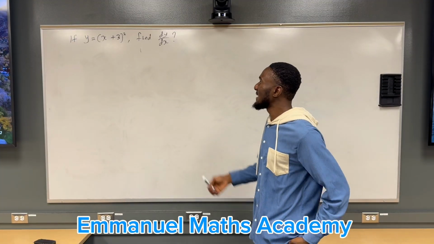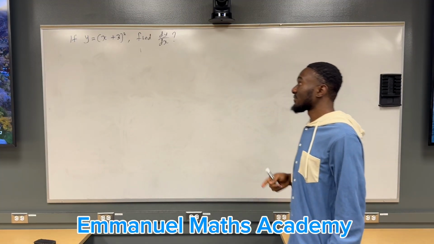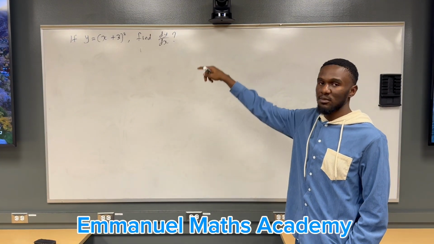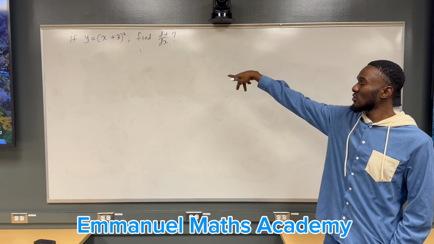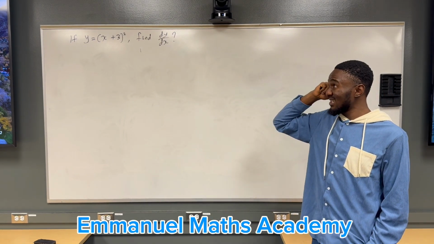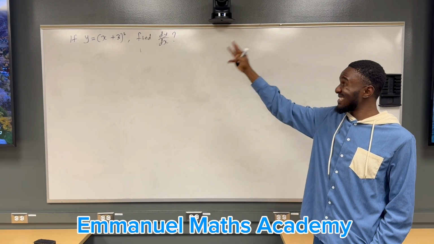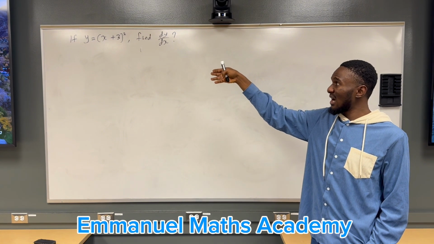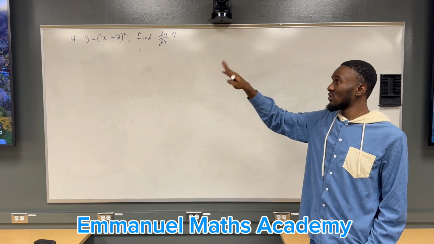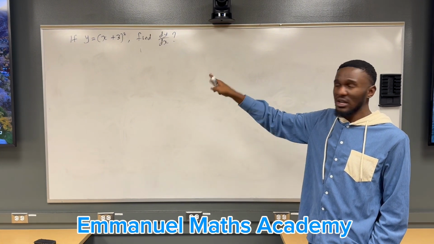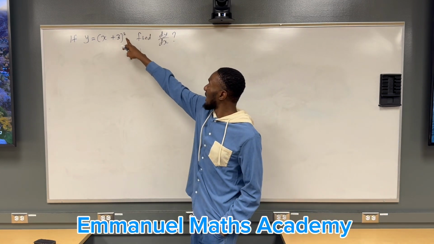Hello, so we want to find the derivative of this, y equals (x plus 3) squared. So find dy/dx. How do we solve this? We can actually use any of these basic rules. Maybe you can use the chain rule, right? You can use the chain rule because we have a power here.